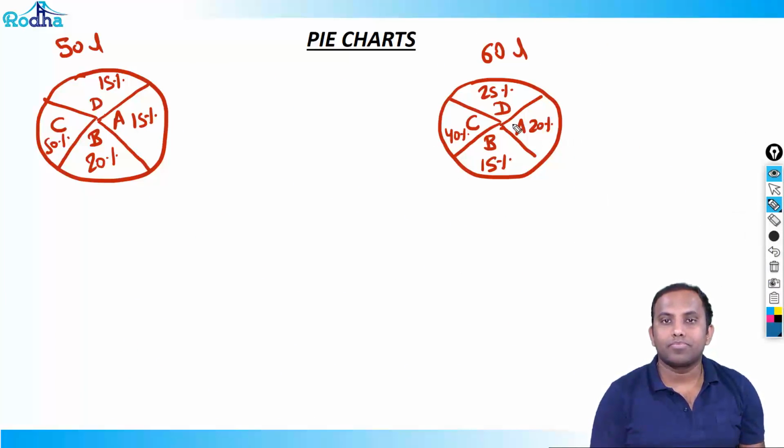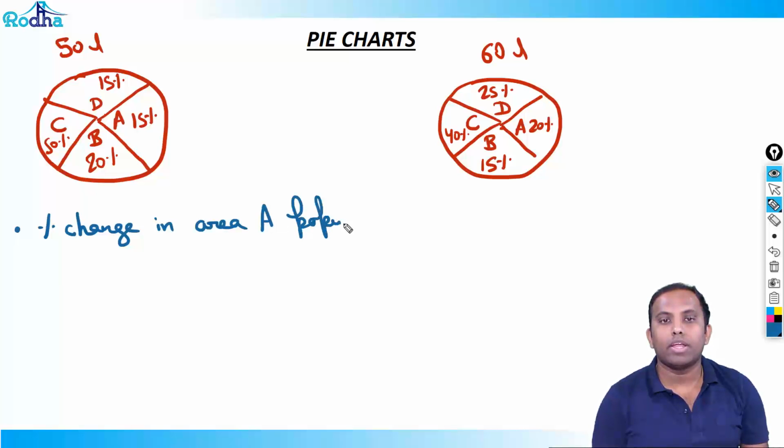Okay, now let's come here. I've changed a few values here. Others are almost the same, right? For A, we did, what is the percentage change in area A population? I told you we can do it directly, right?